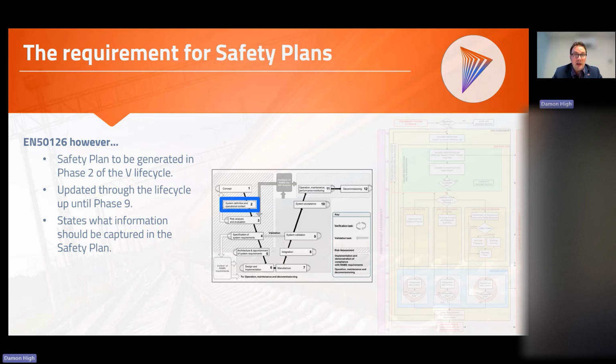So CENELEC 50126, it also talks about what information should be captured in a safety plan. In one particular section of 50126, it's actually got a section dedicated to the types of information that should be captured in a safety plan. So when we talk about using CSM and CMRA, even though we might not have been asked to comply to the 50126 standard, the contents of the safety plan that it talks about would still be very much relevant to a project demonstrating compliance to CSM or CMRA.